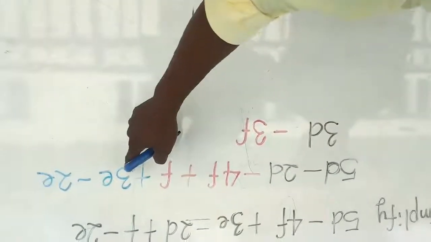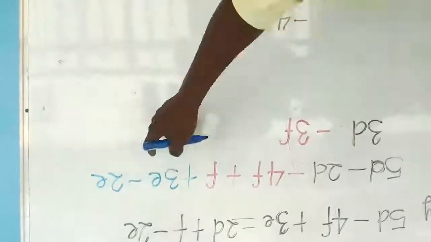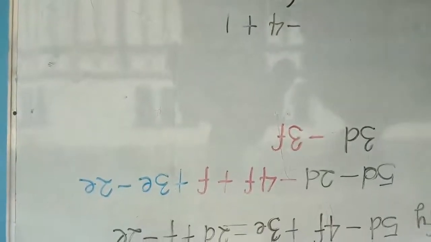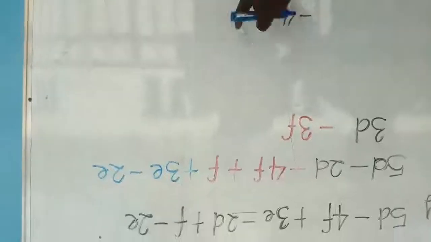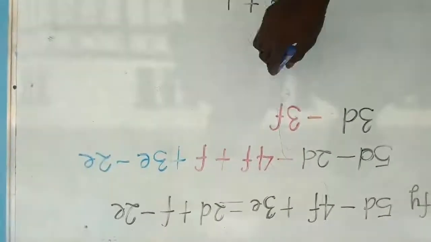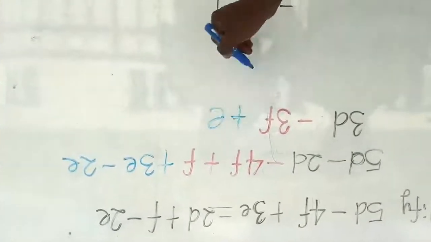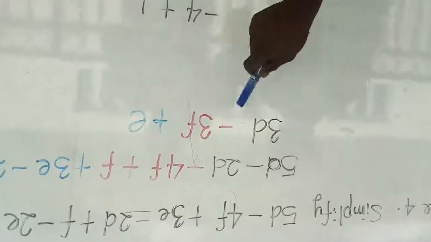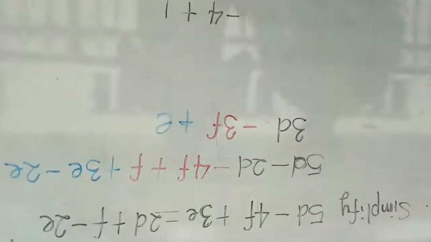Then plus 3 minus 2. 3 minus 2 is 1. So like I said before, you don't need to write 1. So you only write the coefficient. So the plus here is bigger than the minus. So you have plus e. Now we have 3 terms that are not alike. They are unlike terms. So you can't add further than this. So this is where we stop. 3d minus 3f plus e is the final answer.